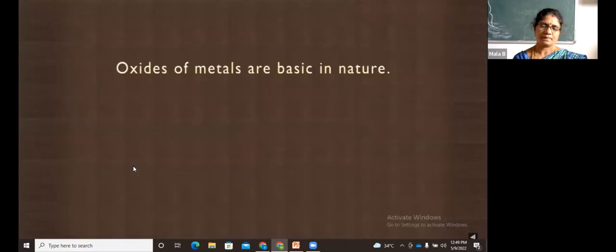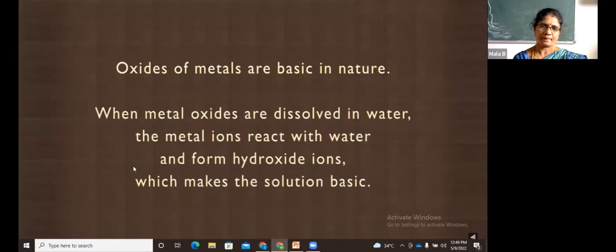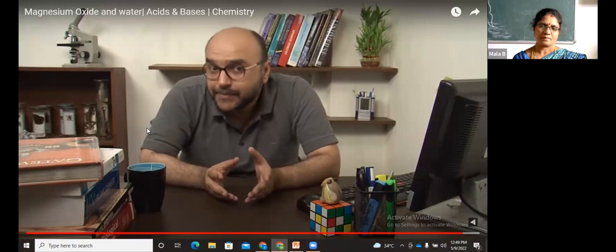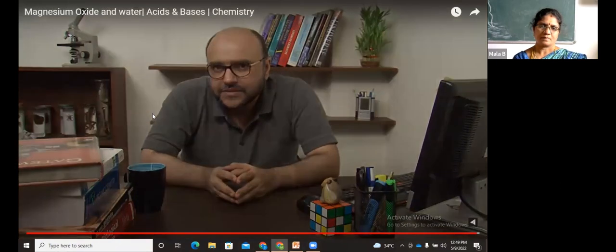From this, we can infer that the oxides of metals are basic in nature. When metal oxides are dissolved in water, the metal ions react with water and form hydroxide ions, which makes the solution basic. Why don't you collect some rust or some Epsom salt and try to do this experiment?